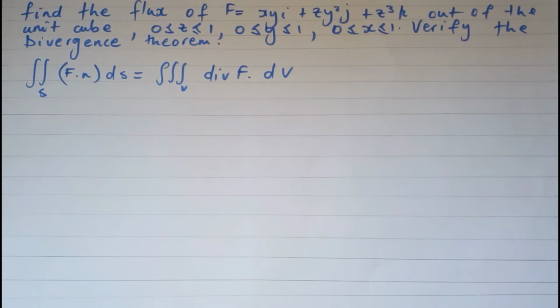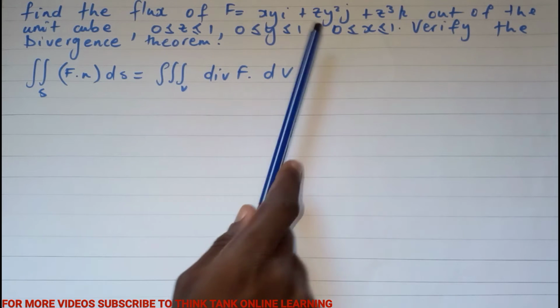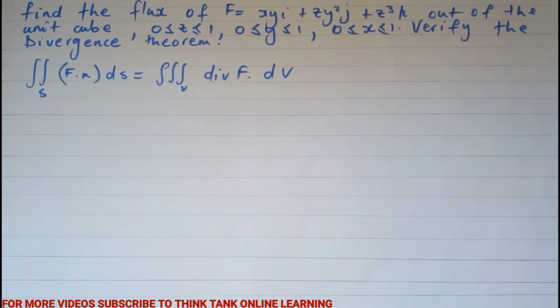So in this video, I want to verify the divergence theorem. I'm given a problem: find the flux of a vector field out of a unit cube. You should know that a cube has 6 sides. I'm given the limits: z from 0 to 1, y from 0 to 1, and x from 0 to 1. And I want to verify the divergence theorem. By verifying, we mean we want to evaluate the flux on both sides.